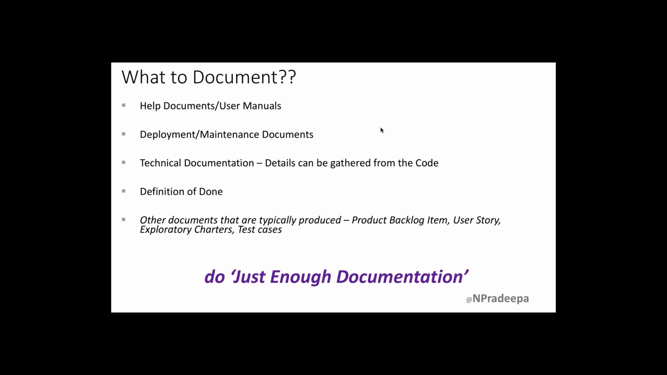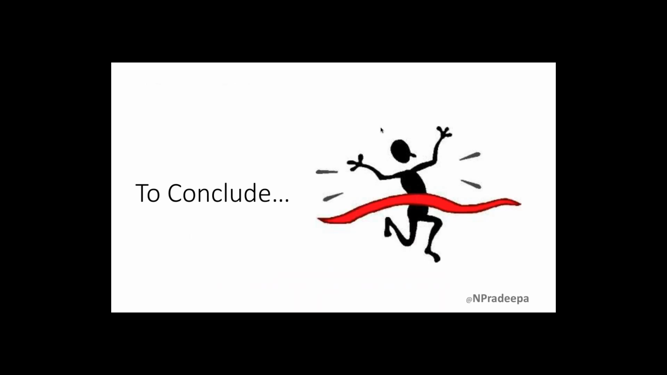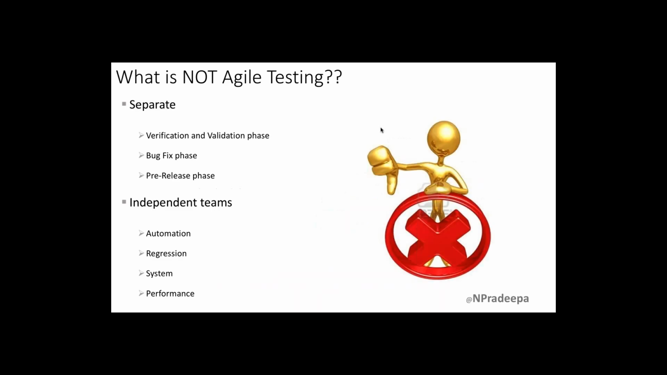provide something. Okay? So I've talked a lot about Agile testing and the mindset and how testers can contribute in those events and artifacts, right? So I'm going to conclude with what is not Agile testing. It's not a separate phase. We are not following the traditional stuff here. It's not going to be a separate validation phase. It's not going to be a separate bug fixing phase. It's not going to be a separate pre-release phase.